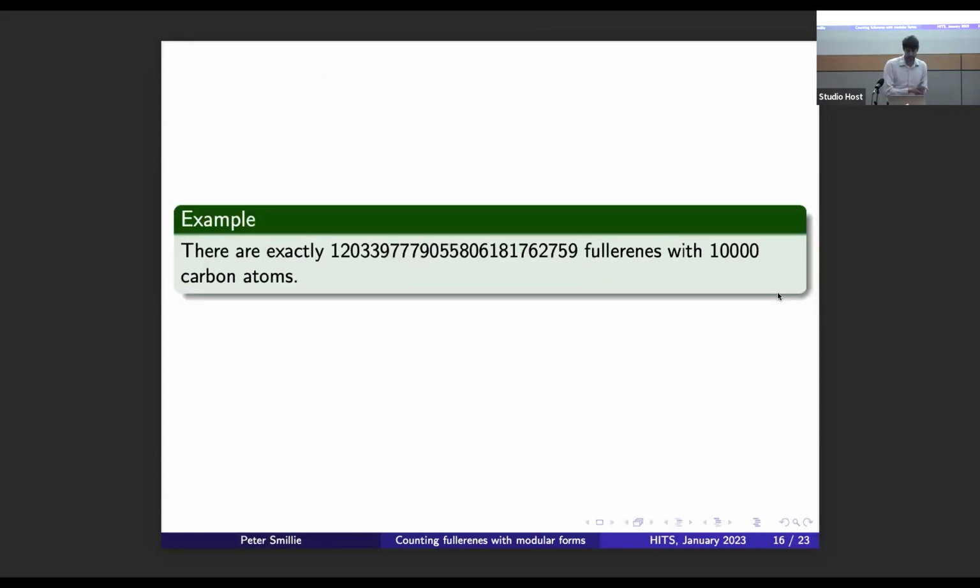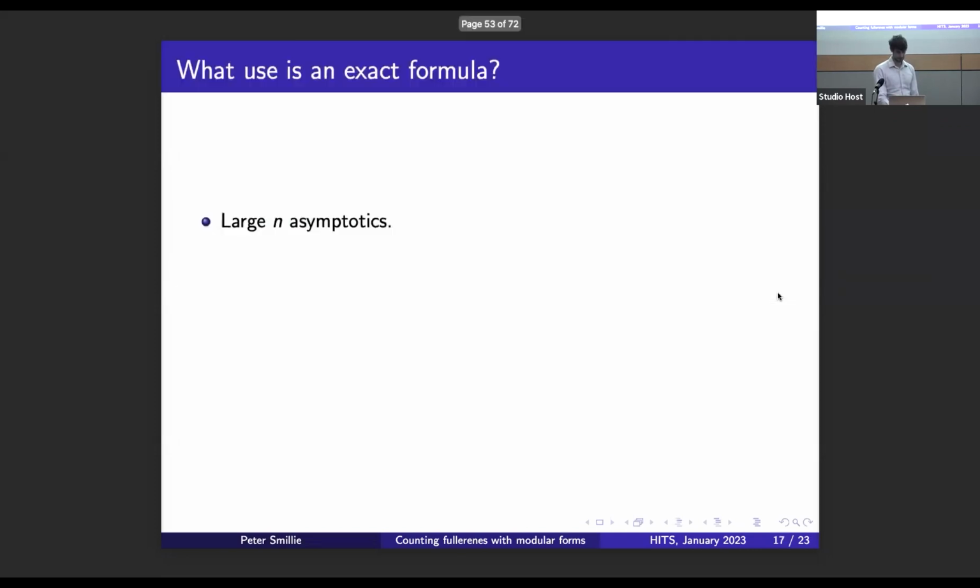For instance, maybe you care about 10,000 carbon atoms, then there are this many Fullerenes. It's a lot. Maybe some of those digits are no longer interesting to chemists, but they're still interesting to mathematicians. For comparison, the previous result, the asymptotic result, gives us already something which differs at the third digit. So, fairly big difference with the precise result.